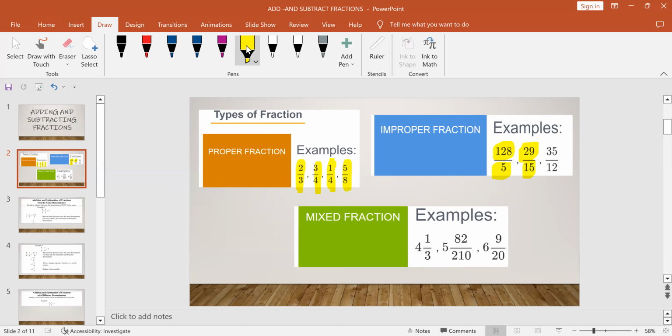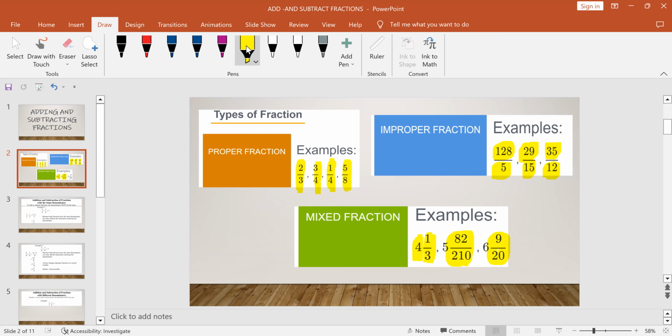Now, mixed fraction. So here we have 4 1/3. That means we have a whole number, which is 4, and on the side of that whole number, a proper fraction, 1 over 3. Here we have 5 82 over 210, 6 9 over 20. So mixed fraction or mixed number. We can call it a mixed number or a mixed fraction.